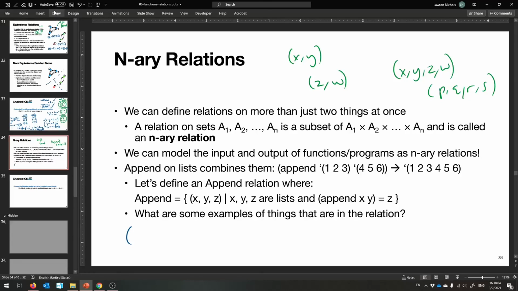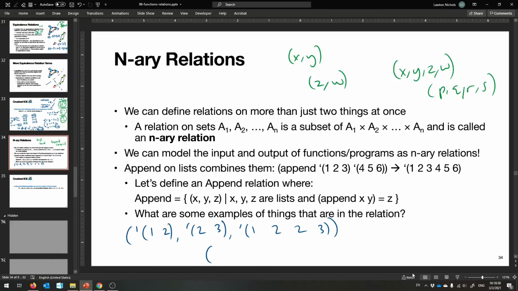You have the lists, I don't know, 1, 2, and the list 2, 3. They are related with this third list, okay? That is their concatenation, 1, 2, 2, 3, yeah? So that's one thing, a 3-tuple of Racket lists that are in this relation, okay?